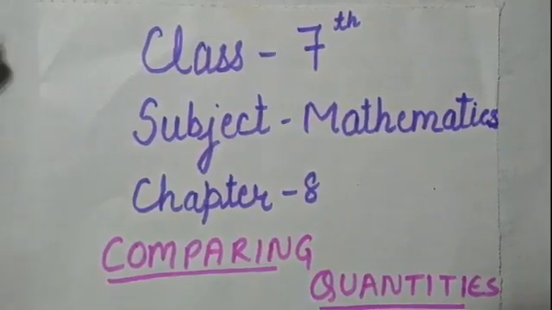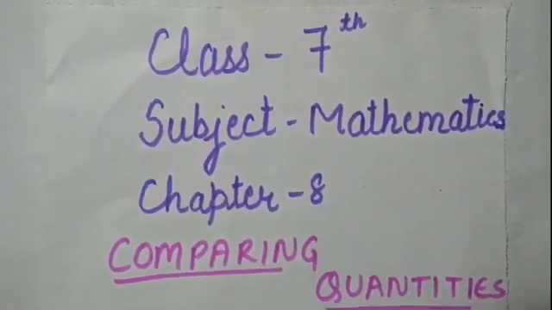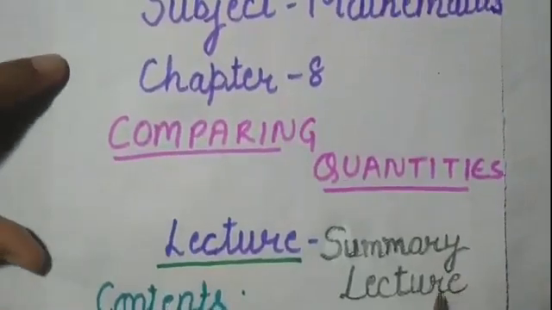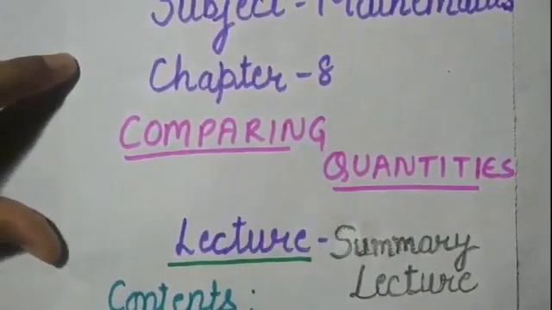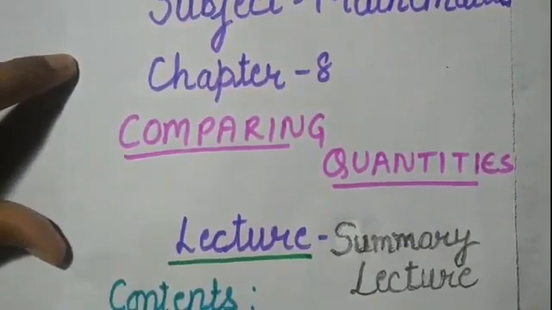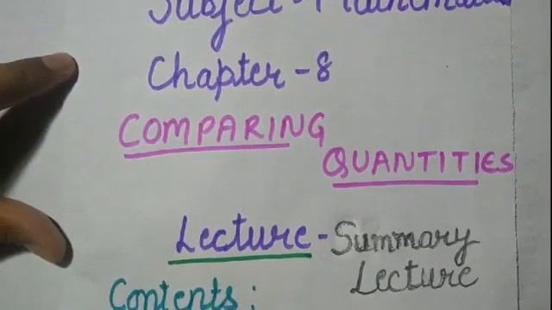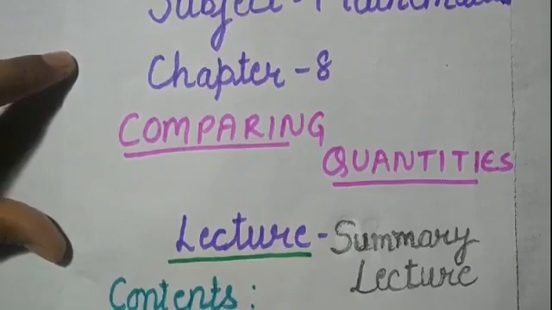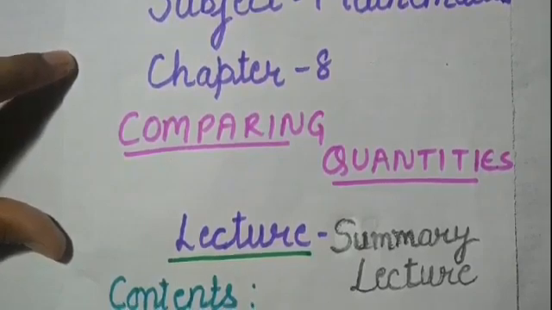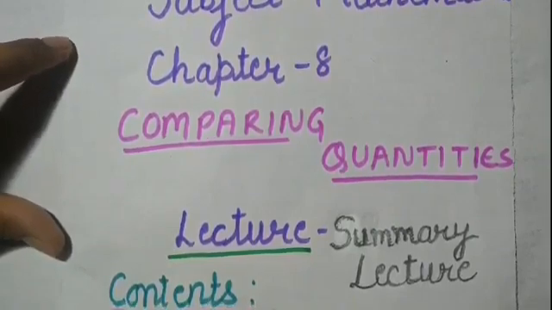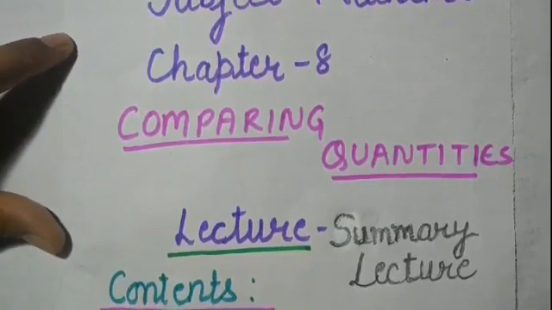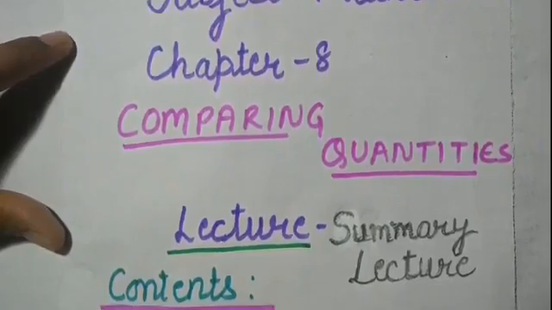This video is for the students of class 7 and this is the summary lecture of chapter number 8, Comparing Quantities. As we have completed chapter number 8 in the previous lecture, in this lecture I will discuss the main concepts and results of the chapter. So let us start with the first point.